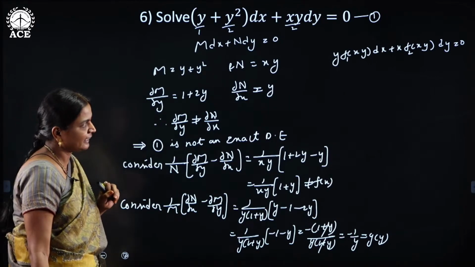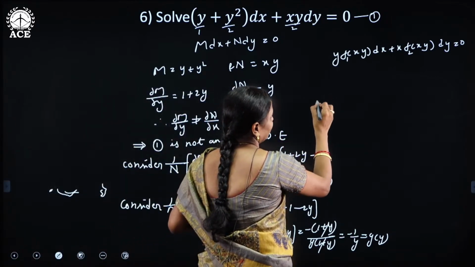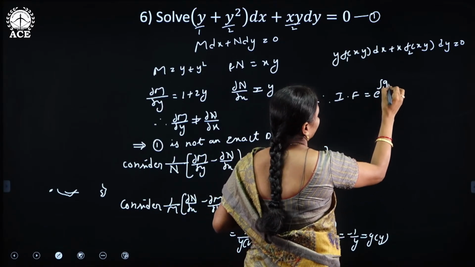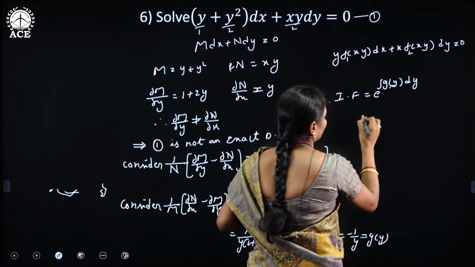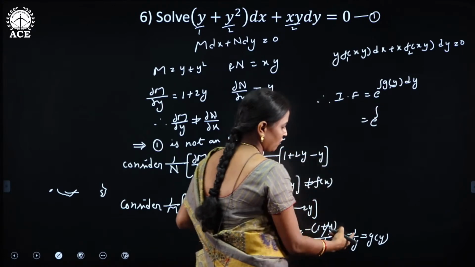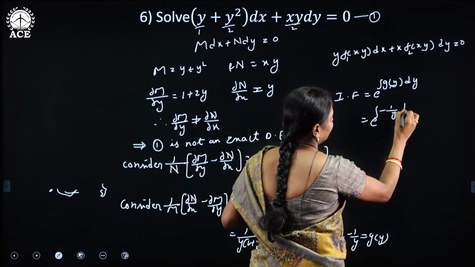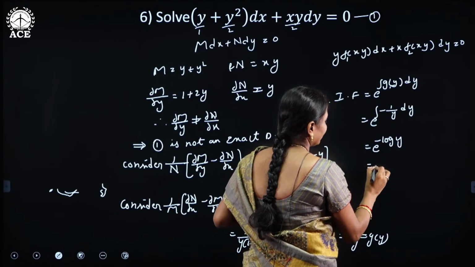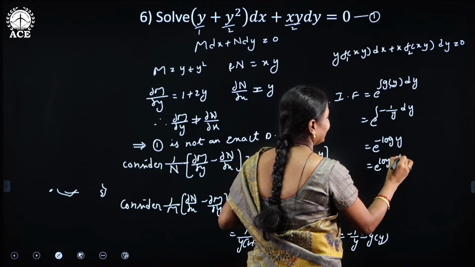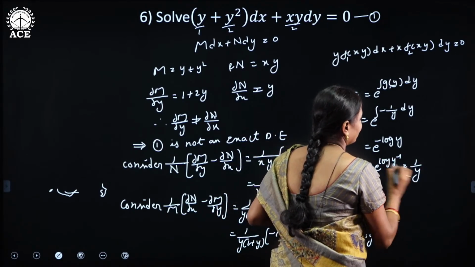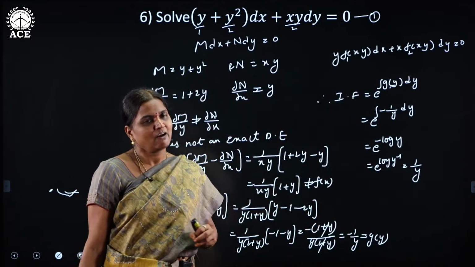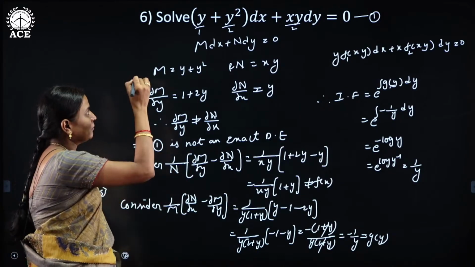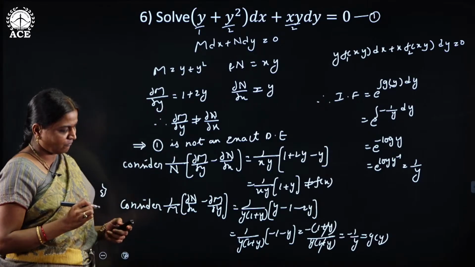When it is a function of y, then what is the integrating factor? Therefore, the integrating factor is e to the power integral g of y dy. So it is e power integral of, what is g of y, minus 1 by y dy, which is equal to e power minus log y. How to write this? e power log of y inverse, so that is equal to 1 by y. So here the integrating factor is 1 by y. After finding the integrating factor, what is our next procedure? Multiply the given differential equation with 1 by y.